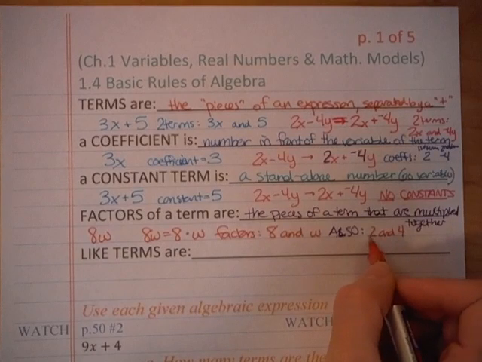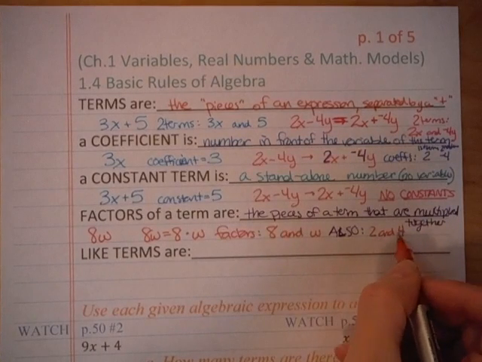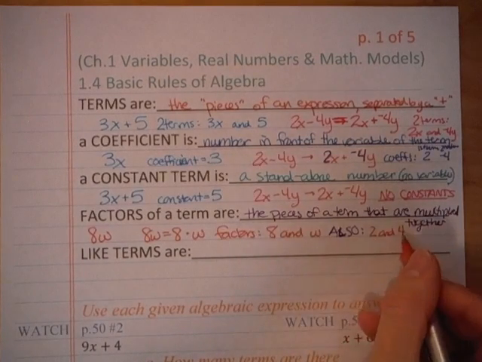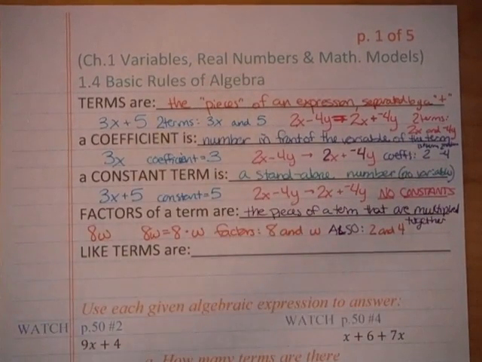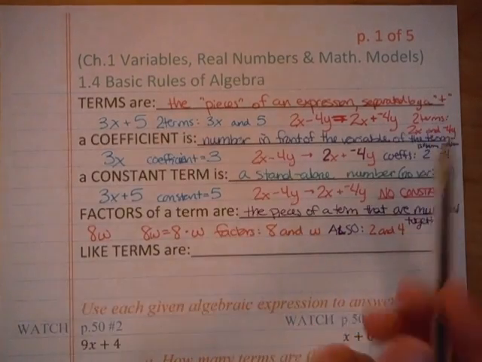As we move towards factoring, you're going to want to see that 8 really has some different components as well. But for now, just understand that factors are what gets multiplied together to make our answer. To make our term, I should say.